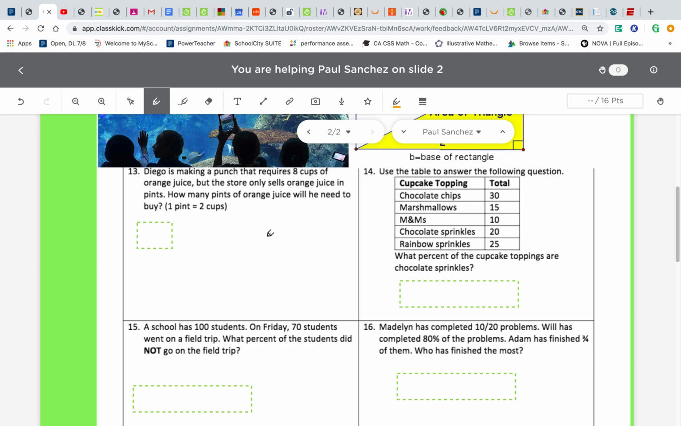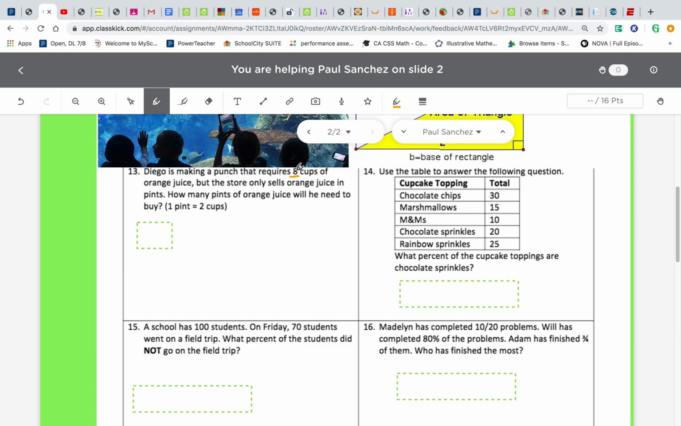Diego is making a punch that requires 8 cups of orange juice, but the store only sells orange juice in pints. How many pints of orange juice will he need to buy? And they remind us that 1 pint equals 2 cups. Well, so 1 pint's 2 cups, but he needs 8 cups. Okay, so we need to make 2 cups become 8 cups. So we need 2 times 4, right? And as it turns out, that means the pints times 4 as well. So for 1 pint, we're going to need 4 pints, since that gives us 8 cups. All right, 4 pints, because we need 8 cups.